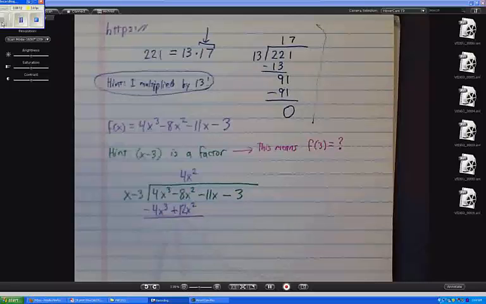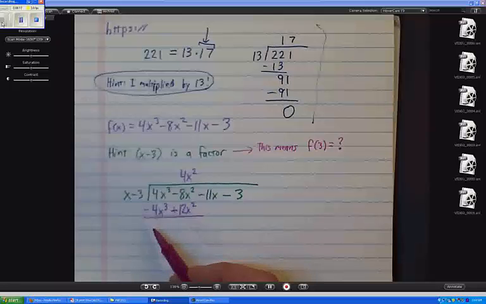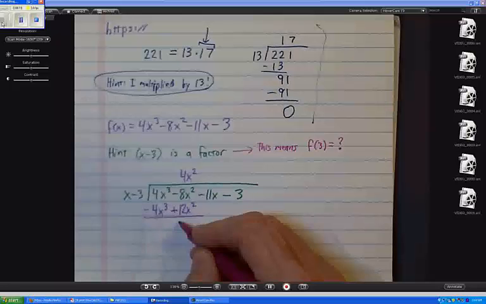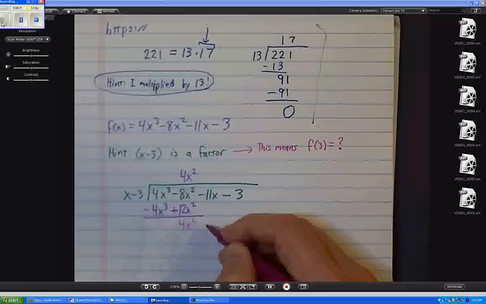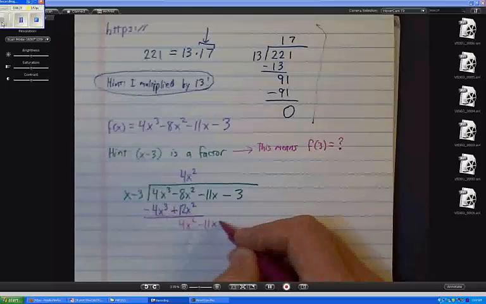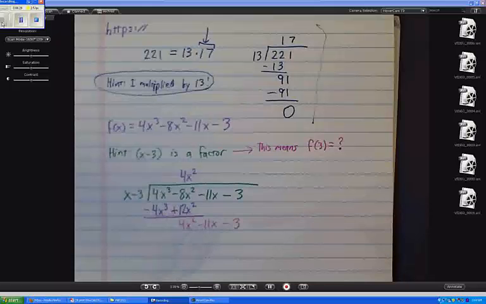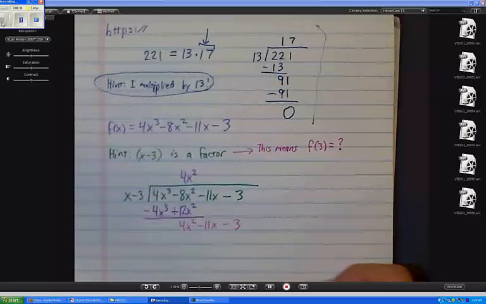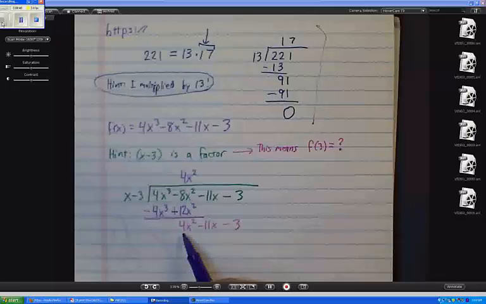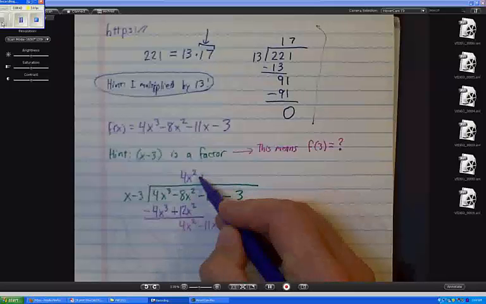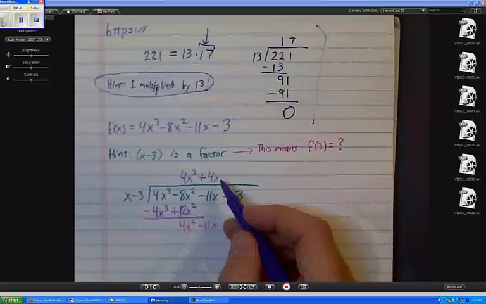And when I add, the x cubes go away, which is nice. That's what I wanted. What do I get for the x squareds? 4x squared. And now bring down. Bring down actually the rest of it. No reason not to. Just to help keep everything lined up. Okay? And now we go through the process again. And we say what times x is 4x squared? What would we say? Plus 4x. Okay? And if I multiply this out, I get 4x squared minus 12x.